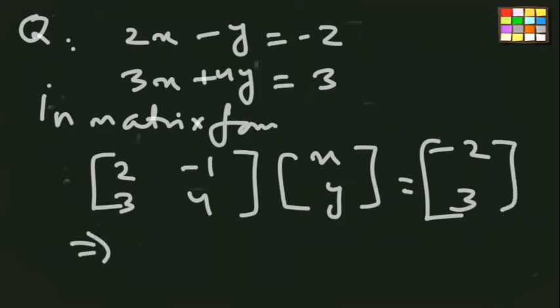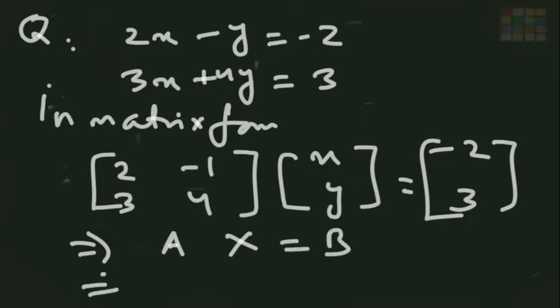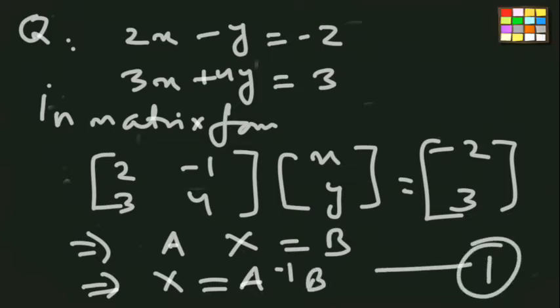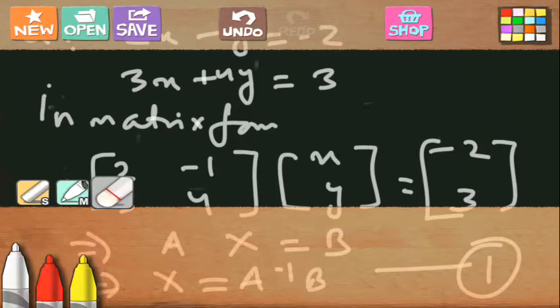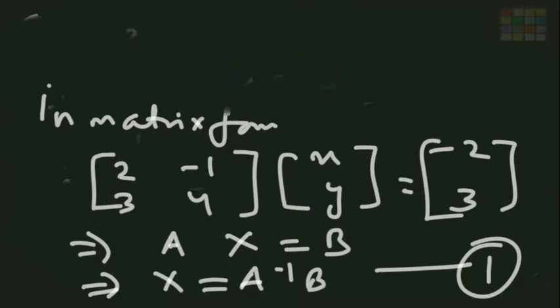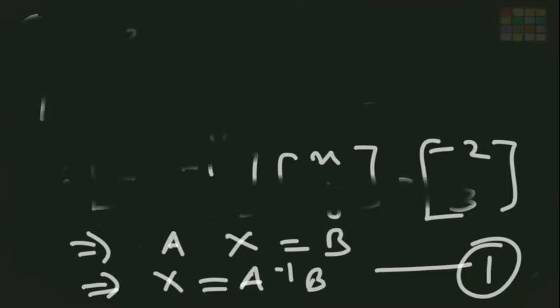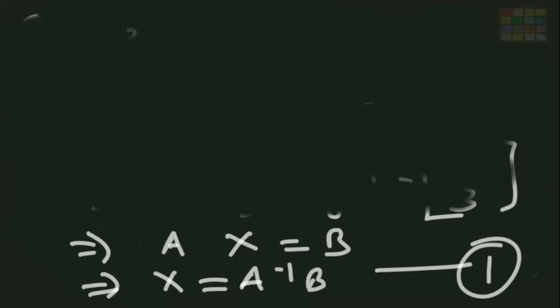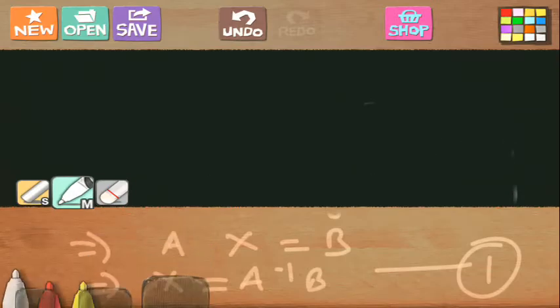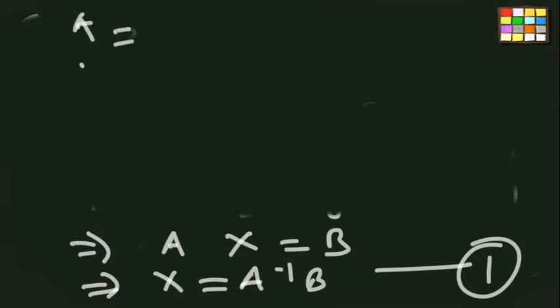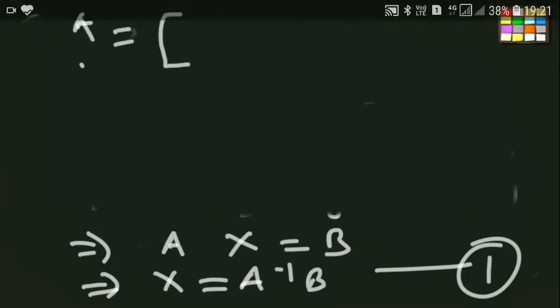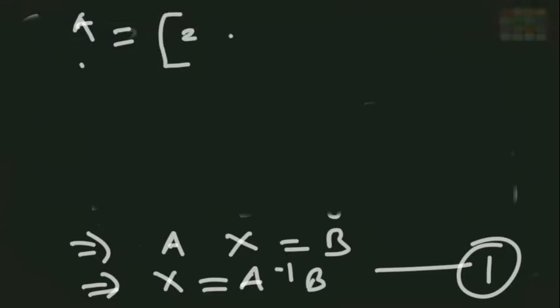Then you consider this one as A, this one is x and this one is B, and the next step is x is equal to A inverse into B, and this is my equation 1. Next my target is to find A inverse. So let me find A inverse first. Clear? So let us see how to find A inverse. Look at this. Suppose I have been given A equals the A matrix, it was 2, -1, 3 and 4.